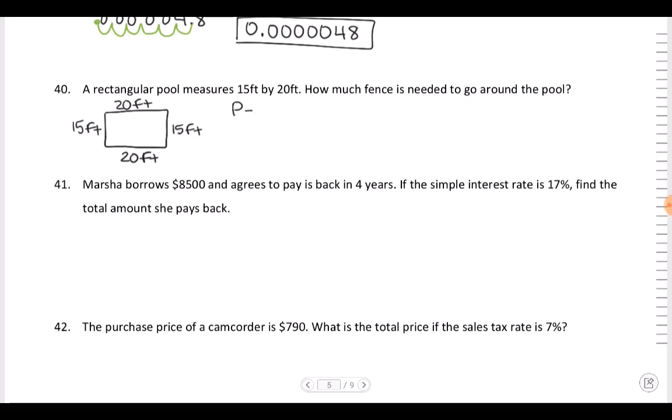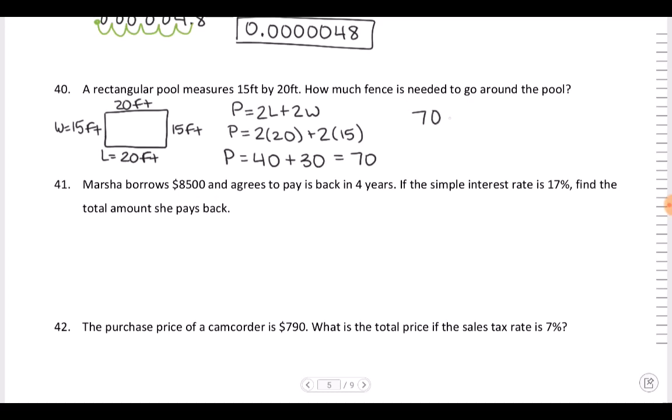Now, there is a formula, but you don't have to necessarily memorize it. I think we talked about it at the first page. 2L plus 2W. And this means you're adding up 2 of the lengths plus 2 of the widths. Or you can just add up all the sides, however you like to do that. So I'll call this my length and this my width. So 2 times 20 plus 2 times 15. And what do we have? We have 40 plus 30, which is 70. And my units are feet. 70 feet of fencing is what's needed to go around the pool. So 70 feet.